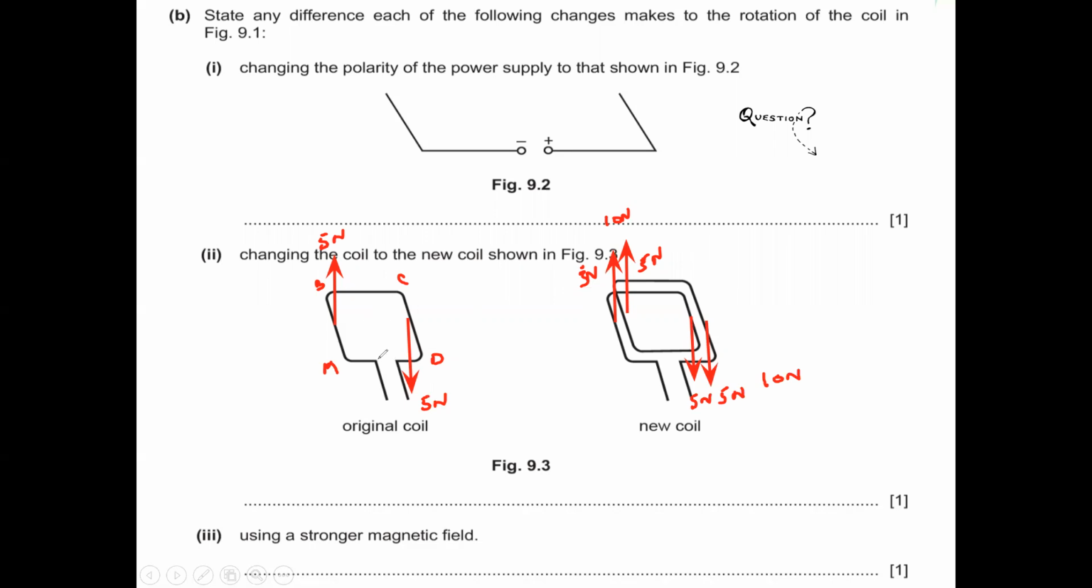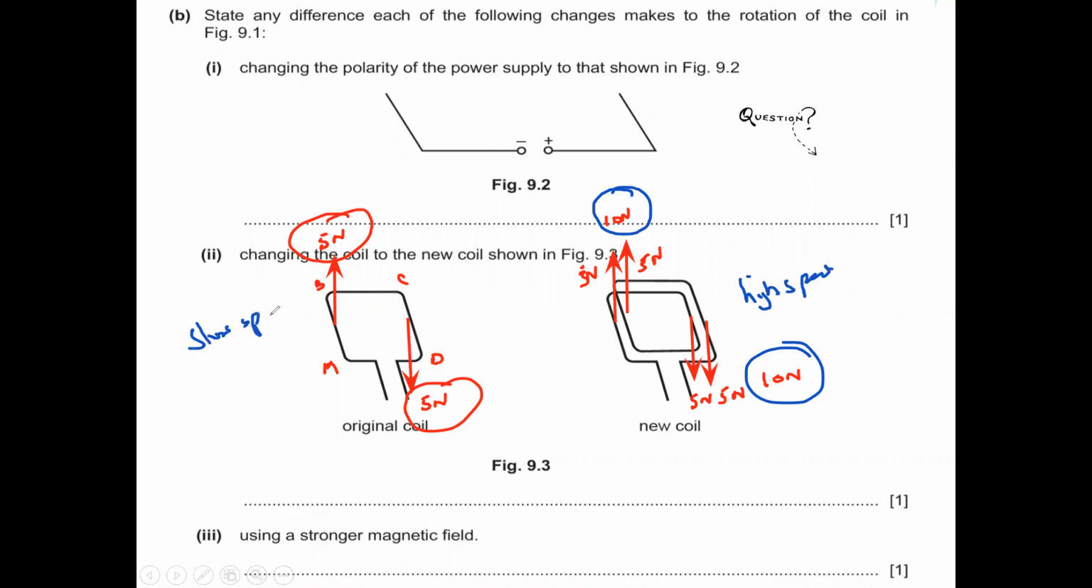When there was only one turn, the upward force was 5 and the downward force was also 5. But when we have two turns, the upward force is 10 and the downward force is 10. So when there is a greater resultant force, the object will accelerate or change its motion faster. That is why this will move at a high speed and this will rotate at a slow speed. Is it clear? Student: Yes, clear. Thank you.